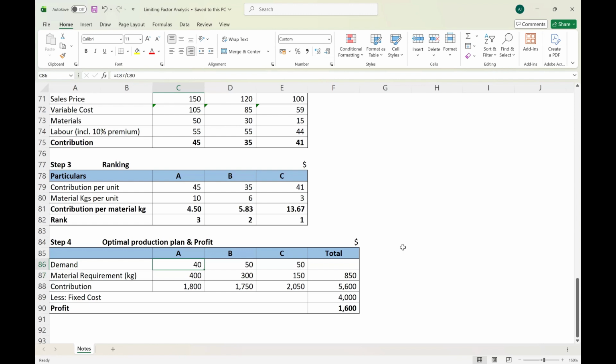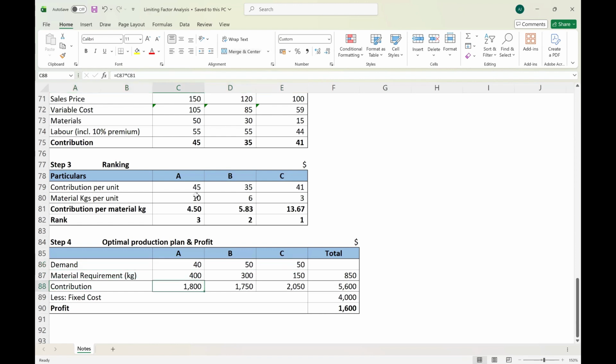Ma'am, how did you calculate that? 400 divided by the material kgs per unit. That each unit is consuming 10 kgs now. So I have total 400 kgs. So 400 divided by 10, 40 units of A I will make. Right? So I have the number of units of A, B, and C that I can make.